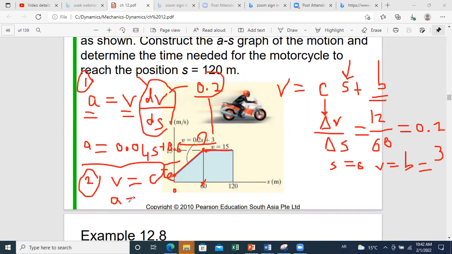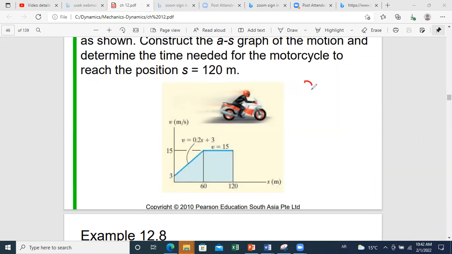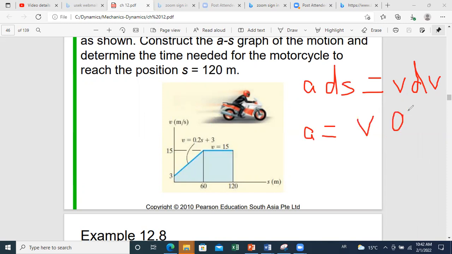Professor, in the expression of A in phase one, I didn't really understand why you multiplied by 0.2. Okay, because if you go back to the definition, you have that A dS equals V dV, and what you want to find is A. So you can write that A is equal to velocity times the derivative of velocity with respect to position.